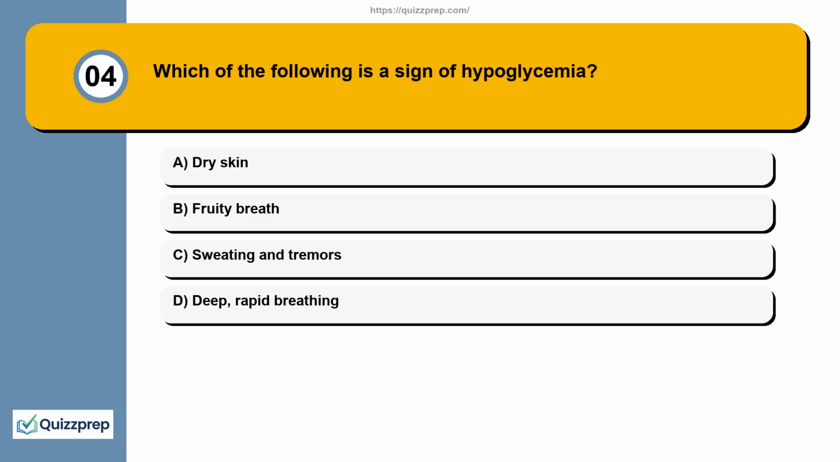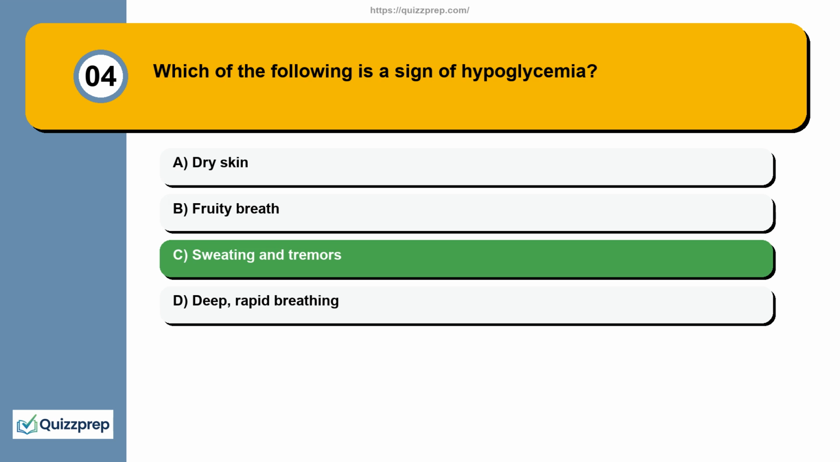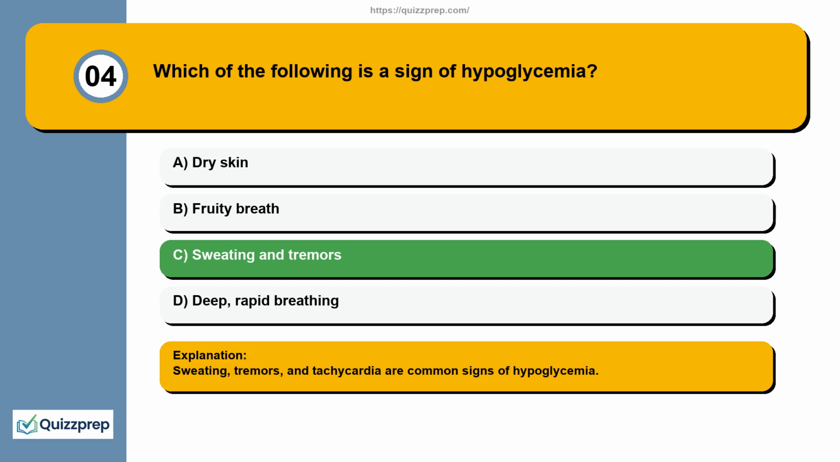Question 4. Which of the following is a sign of hypoglycemia? Here are your options. Option A. Dry skin. Option B. Fruity breath. Option C. Sweating and tremors. Option D. Deep, rapid breathing. The correct answer is option C. Sweating and tremors. Explanation. Sweating, tremors, and tachycardia are common signs of hypoglycemia.